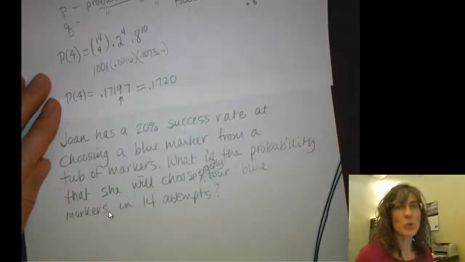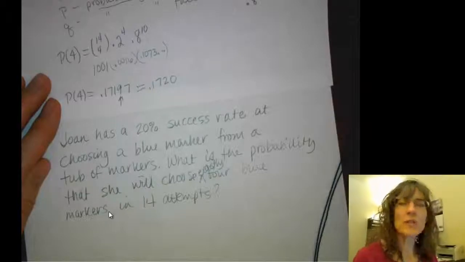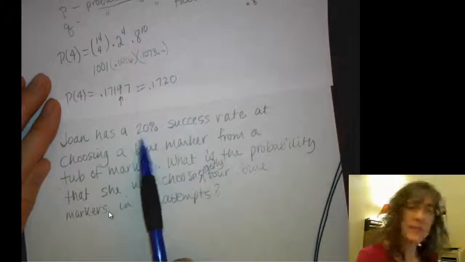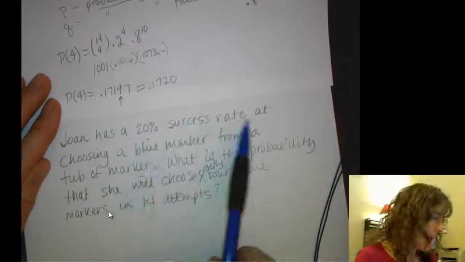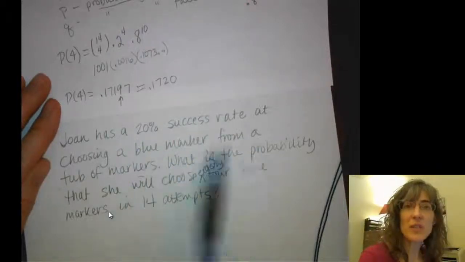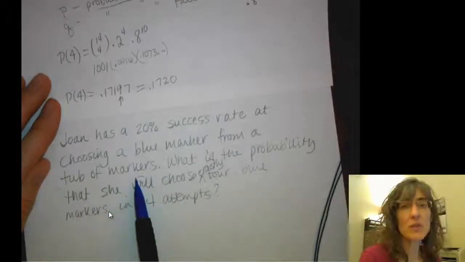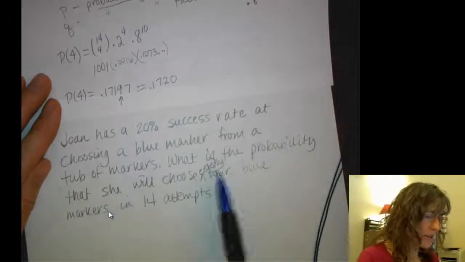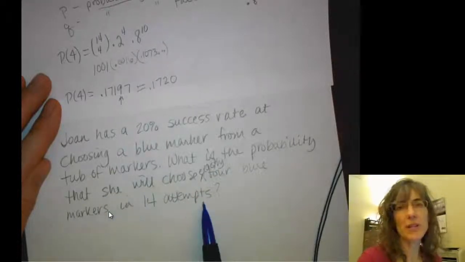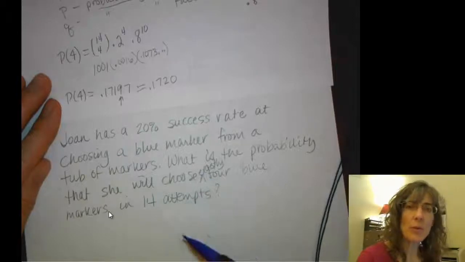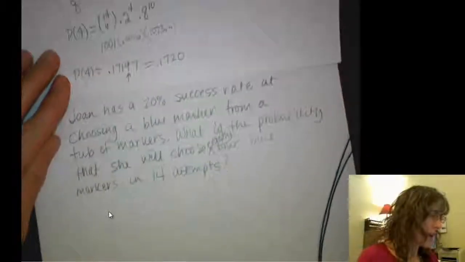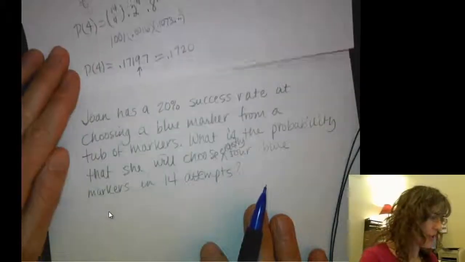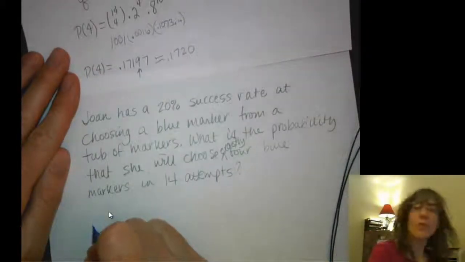Joan has a 20% success rate at choosing a blue marker from a tub of markers. Do you see how I talked about my success rate from my experiment? And I talked about what it is that I was doing exactly so somebody else could duplicate it. What is the probability that she will choose exactly 4 blue markers in 14 attempts? So that's a statement of the problem that I did. And then I have my work up here that I could come back to, but I don't need to show that right now. And then I can phrase my answer.